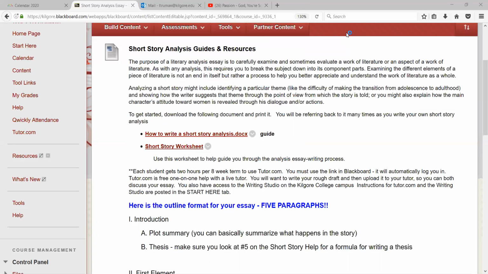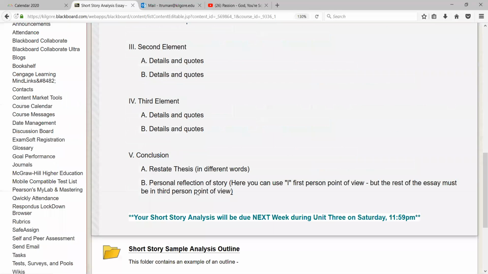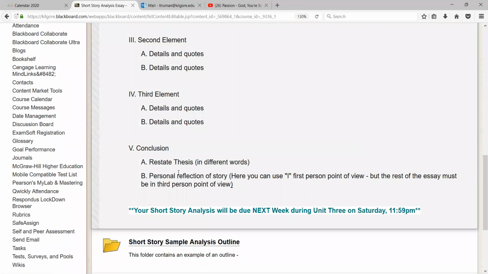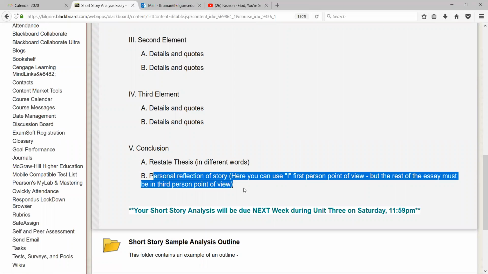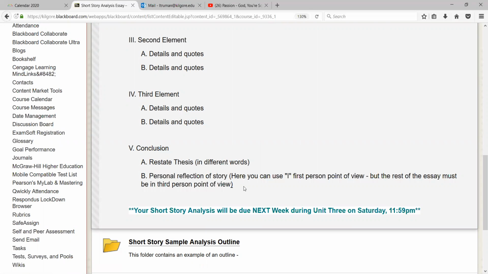The last thing is the conclusion. Sometimes it's like, okay, well, I know the introduction, I'm writing a summary. I know my body paragraphs are the different elements that I'm focusing on. What do I do in my conclusion? Well, if you will look in the outline that I've given you, your conclusion is actually where you can be in first person and you can give a personal reflection of the story. So that would probably help as well.